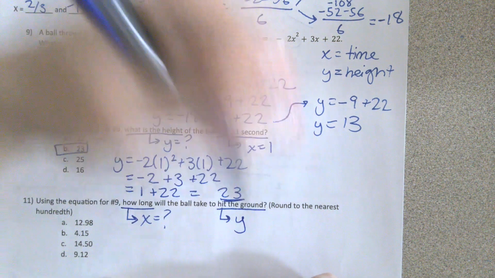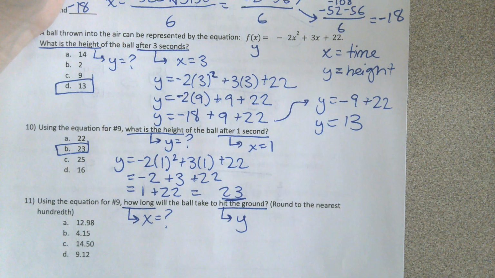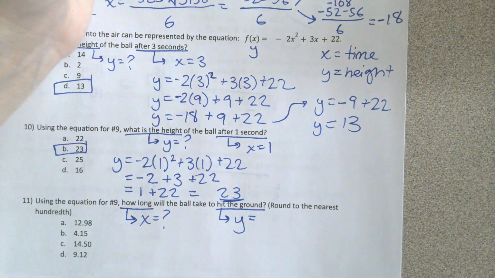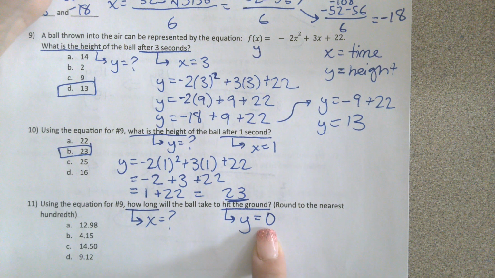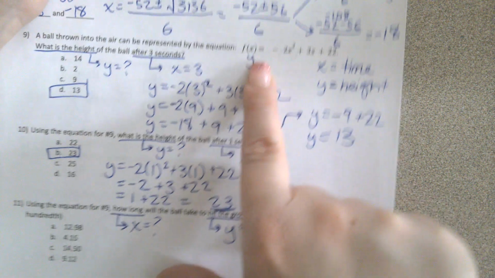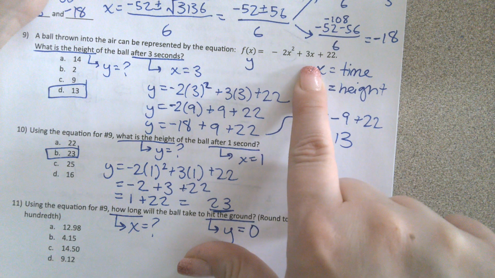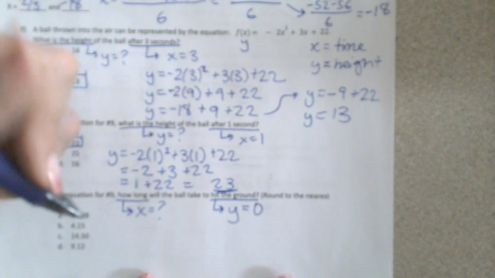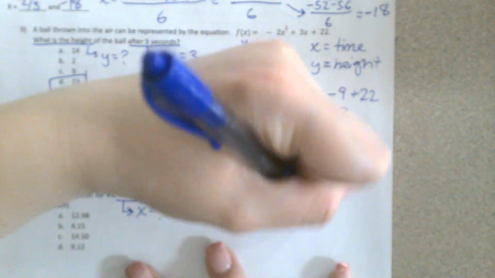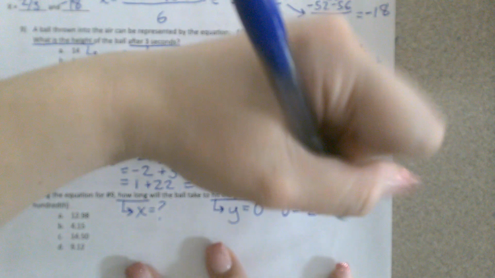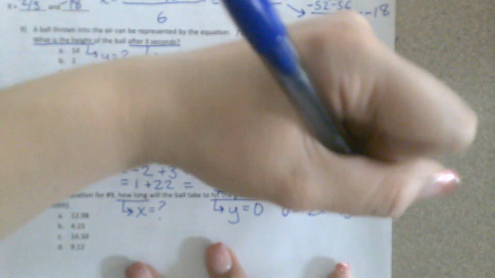That tells us something about y. If your ball is on the ground, it is no longer in the air. It doesn't have any height to it. It's on the ground, so the height of this ball is 0. So what is x when y is 0? Remember, y is here, so we're plugging in 0 here, not for x. So we have 0 equals negative 2x squared plus 3x plus 22.